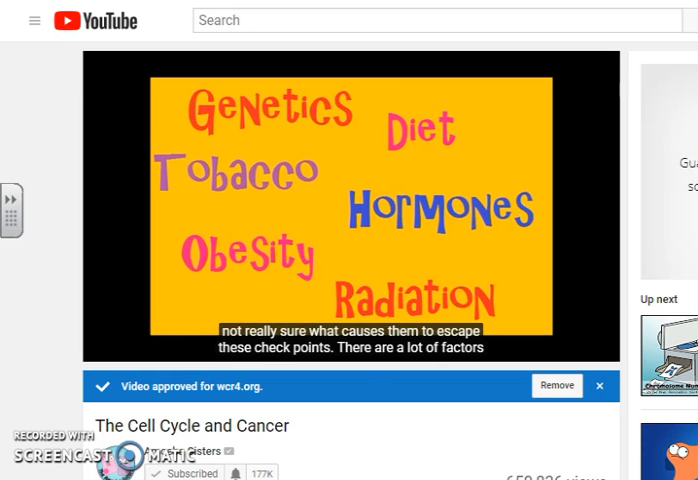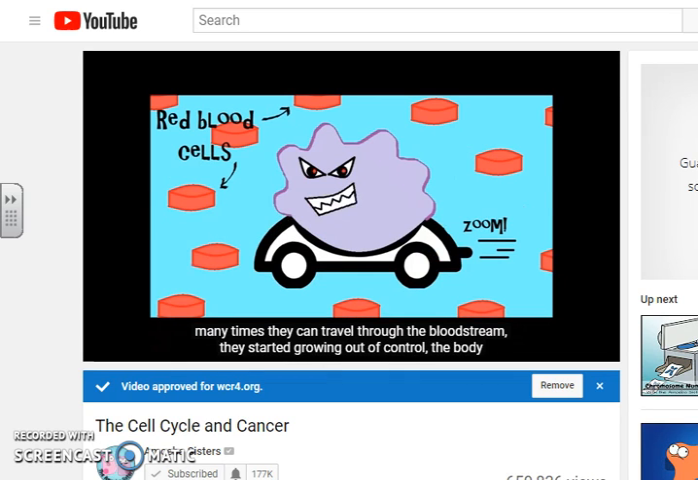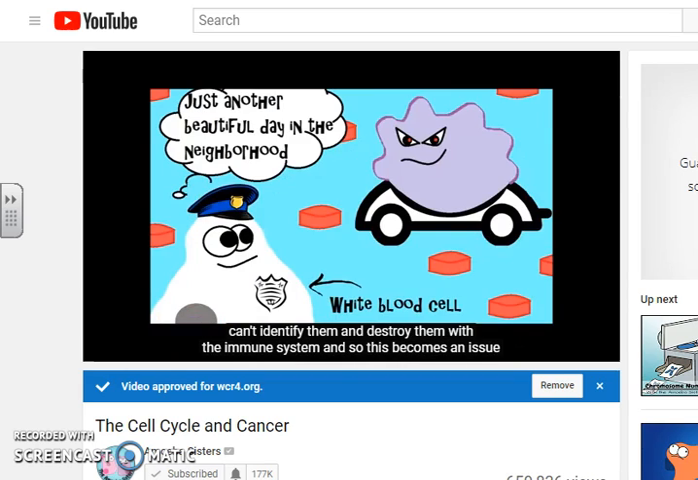We're not really sure what causes them to escape these checkpoints. There's a lot of risk factors that a person can have that can increase their risk of this happening. But when these cells get past these checkpoints and grow out of control, they become a problem because many times they can travel through the bloodstream. They start growing out of control. The body can't identify them and destroy them with the immune system.